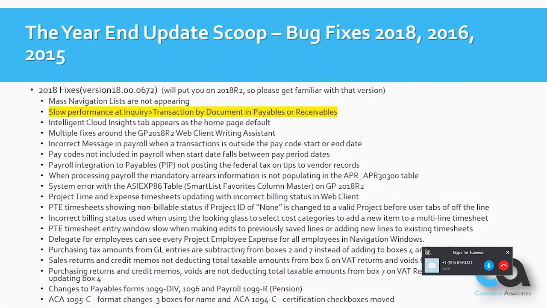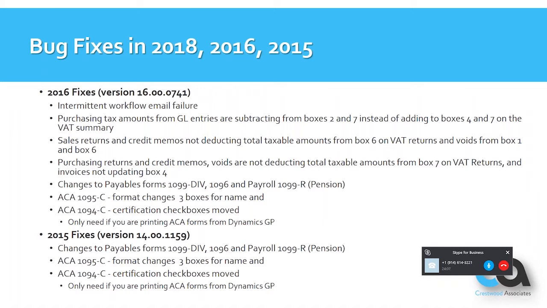And then we have some additional fixes that were included for version 2016 and 2015 on here. So we've laid out all of these for you. If you're on any of these older versions, then take a look at this list and see if there's anything that you're experiencing on a regular basis, and that'll help you make the decision whether you need to install the year-end update or not.